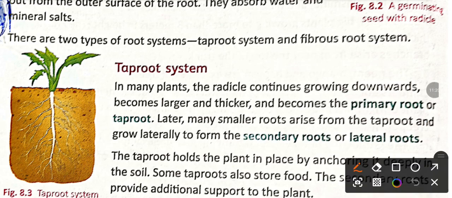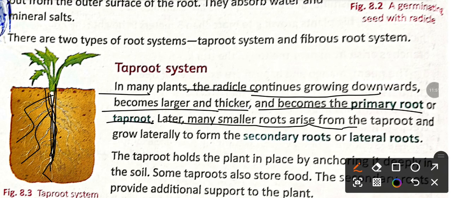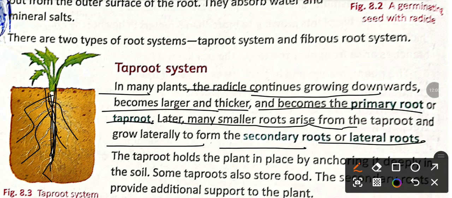Taproot, as you can see over here, has a straight, large root going down. In many plants, the radicle continues downwards and downwards, becoming larger and thicker. It becomes larger and thicker slowly as the plant grows. And this one in the center becomes the primary root or the taproot. Later, many small roots arise from the taproot, like you can see over here, and grow laterally. These are the secondary roots, also called the lateral roots.